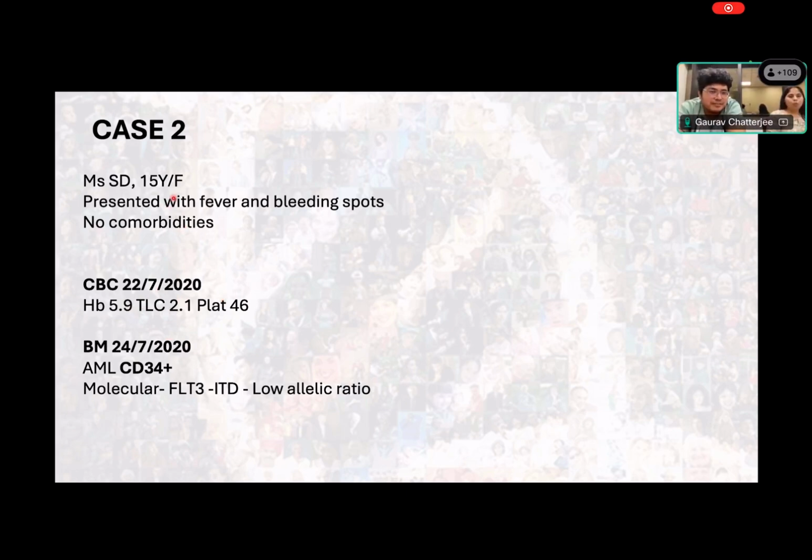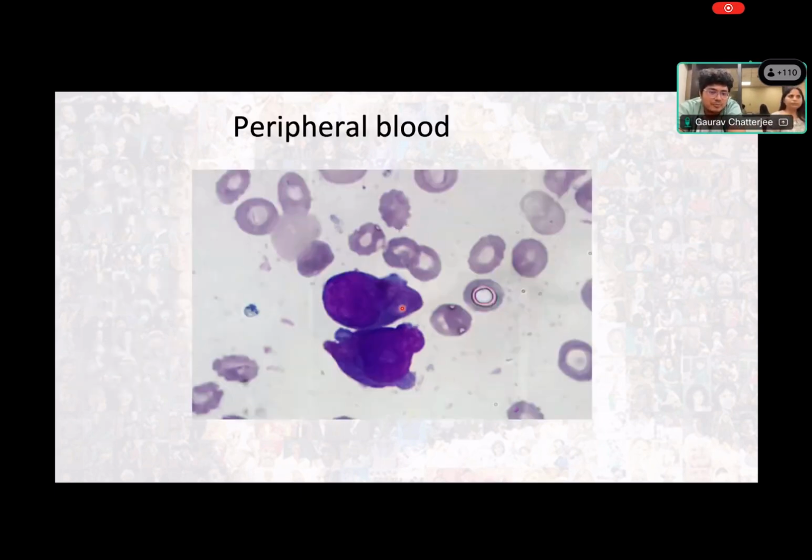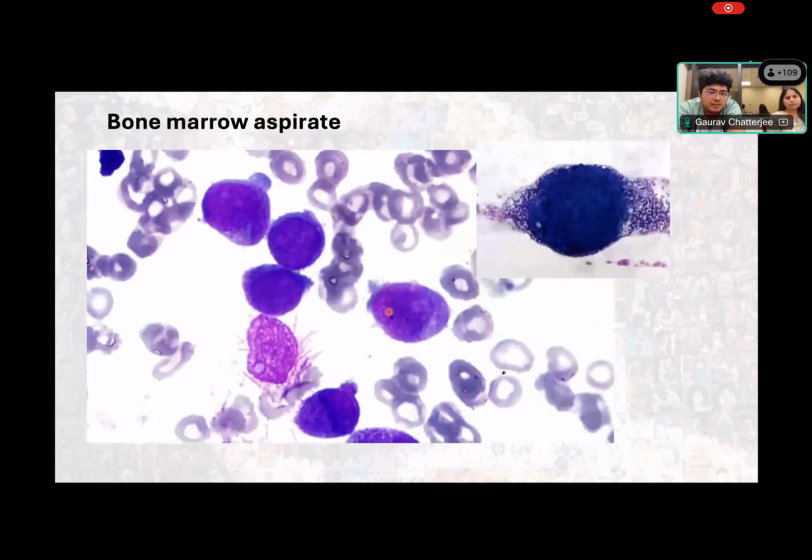So there is a young girl with pancytopenia. The patient came to us with an outside diagnosis of AML, which was CD34 positive. Okay, so we'll go to the slides now. What is your impression of morphology? In the peripheral blood, we could pick up some cells like these. I'll go to the marrow. So these are the cells.